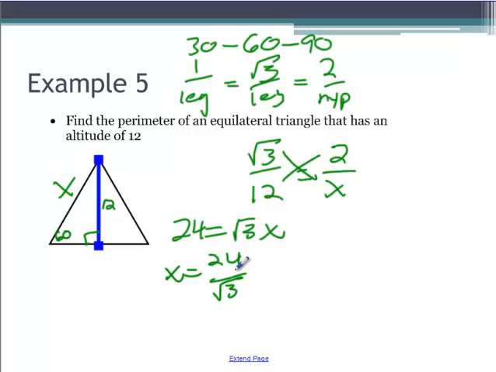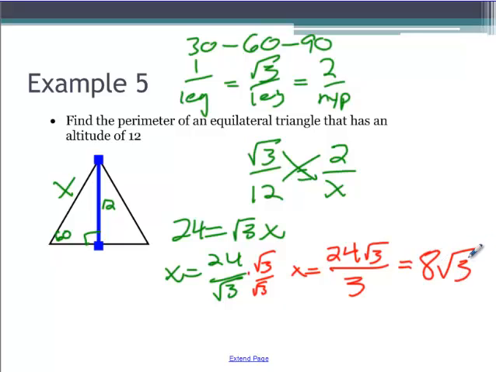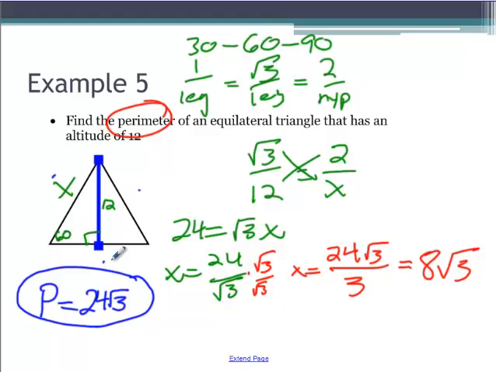The only issue, again, cannot leave a square root in the denominator. So we multiply by square root of 3 over square root of 3. X equals 24 square root of 3 over 3. 24 divided by 3 is going to get us 8. So we get 8 square root of 3 for each individual side. Now that I have each individual side, the question was asking for the perimeter. The perimeter of this shape is 3 of those, 8 square root of 3, 8 square root of 3, and 8 square root of 3, or 8 times 3, 24 square root of 3.